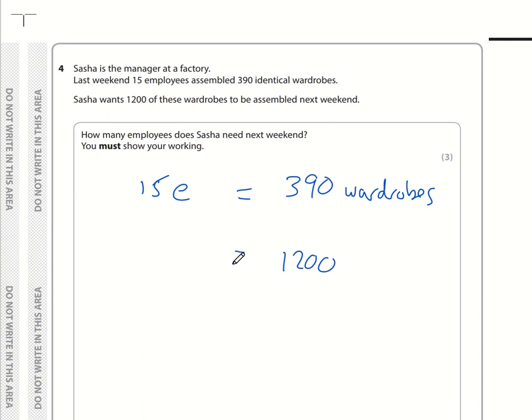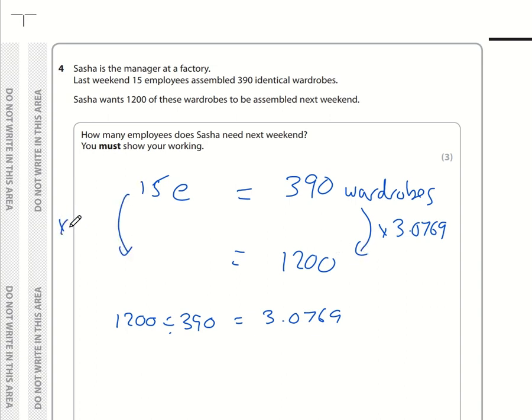So what we need to do is work out how many times greater 1,200 is than 390. Well, it's not very obvious. So what we need to do is divide 1,200 by 390. And 1,200 divided by 390 is 3.0769. So 1,200 is 3.0769 times greater than 390. So if we've got just over 3 times more wardrobes, we will need just over 3 times more employees.